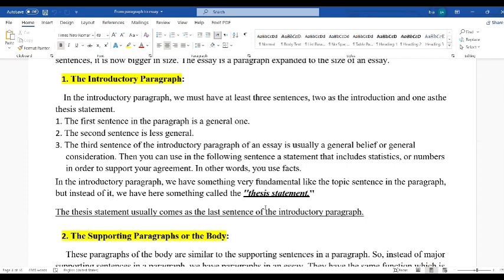So please pay attention to the most important sentence in your whole essay, which is the thesis statement. You need to have a good, clear, simple thesis statement as the final sentence in your introductory paragraph. Okay, is it clear?